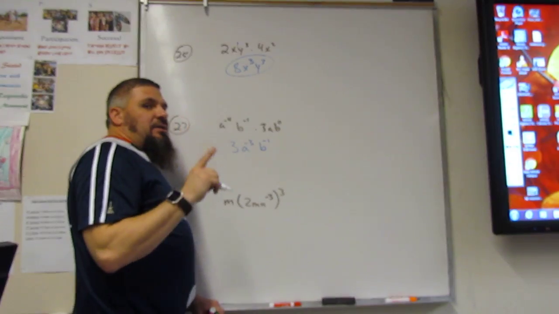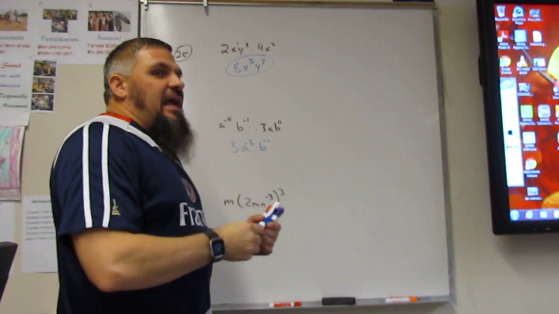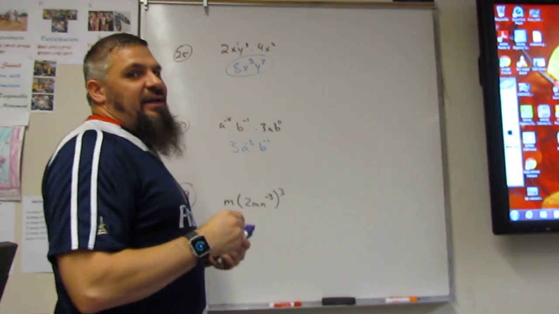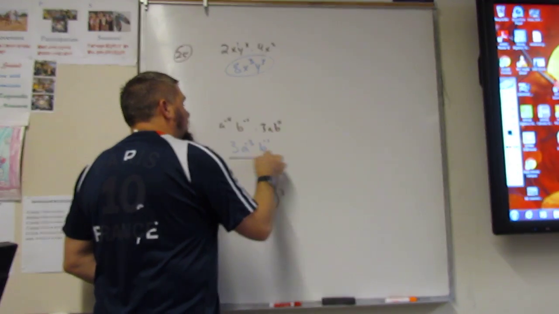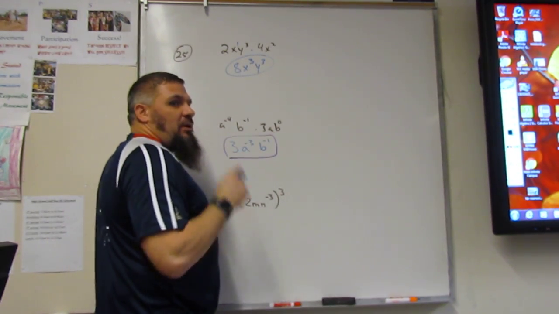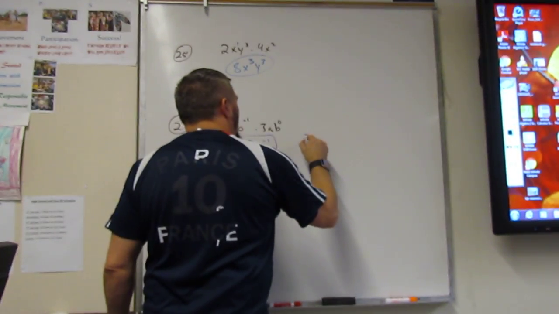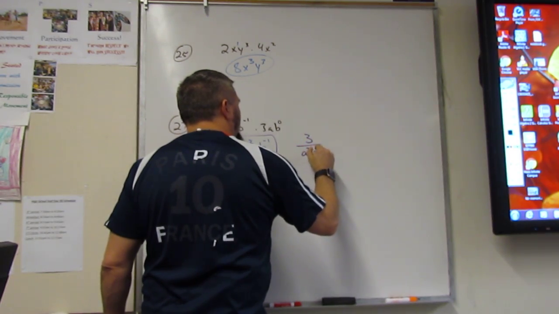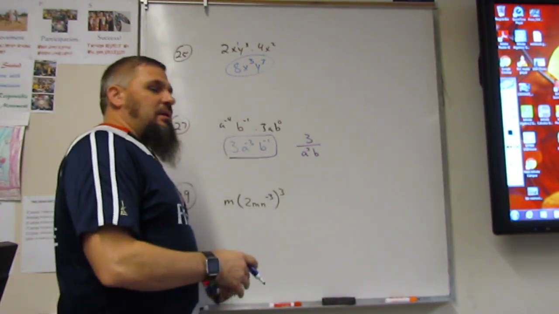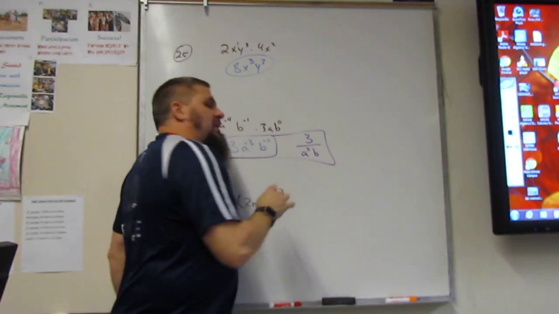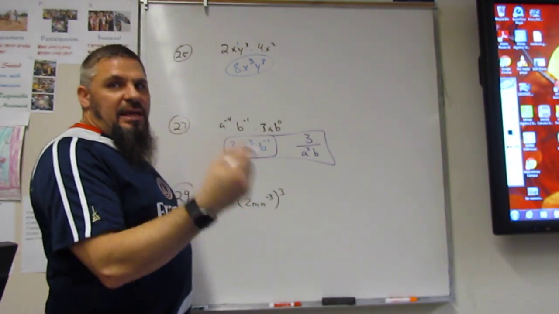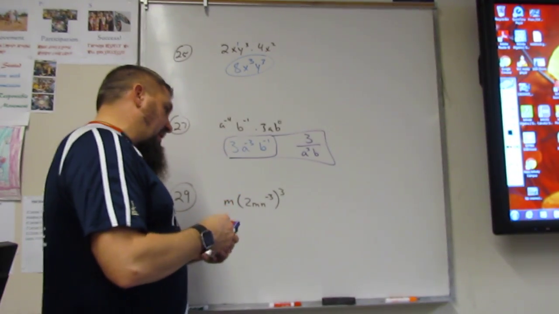It's negative 1. Now here's the thing. If it's a negative, I want you to write it in two ways. You have to write it like this, and you also have to write it as 3 over a cubed b. You need to write it both on one line and as a fraction.